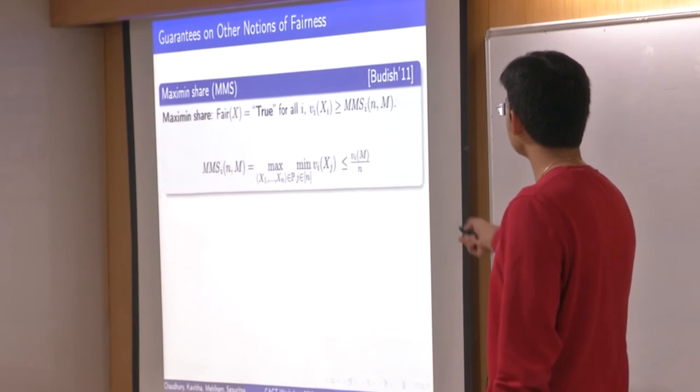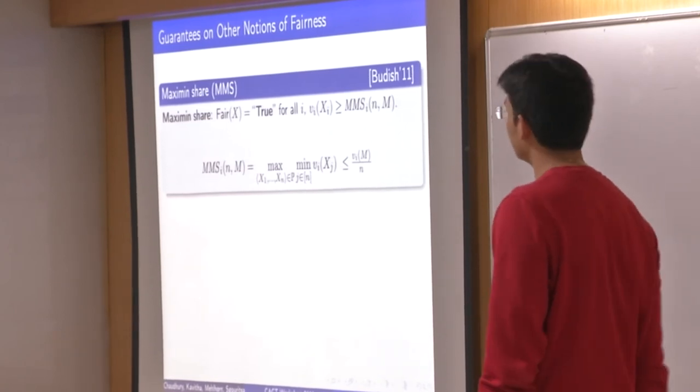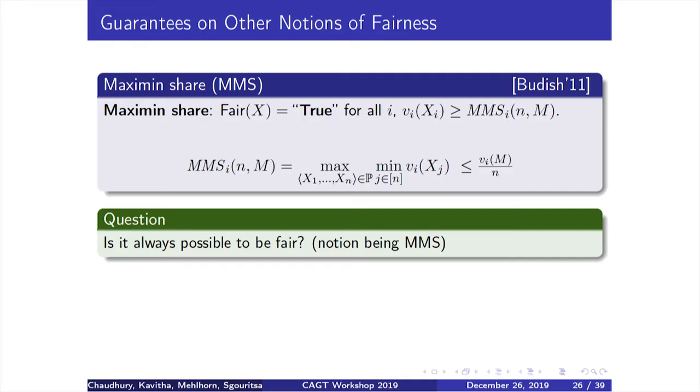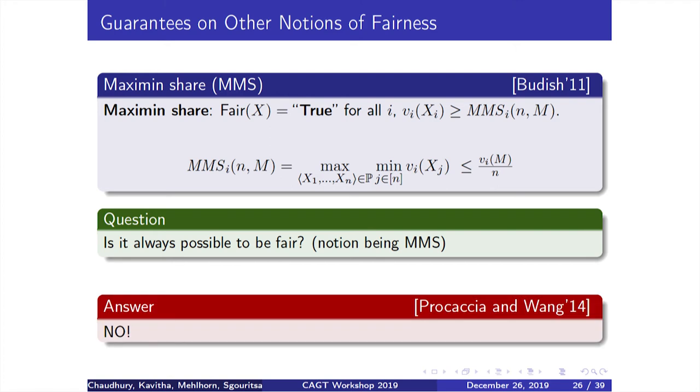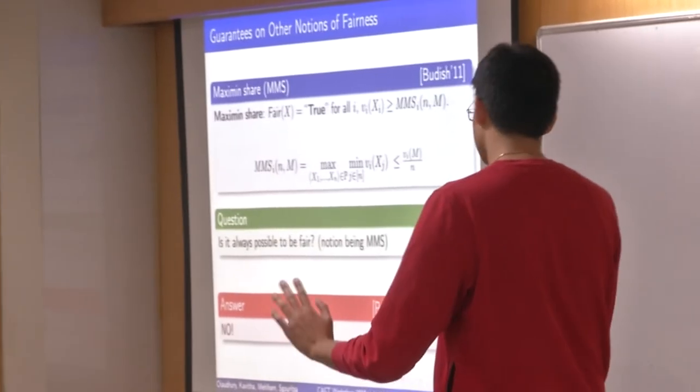So now I define this notion of fairness. It was defined in the same paper by Budish. And let's ask the same questions. Is it always possible to be fair, the notion being MMS? The answer is no. There is a very clever counterexample by Procaccia and Wang. I'm not going to discuss this counterexample.